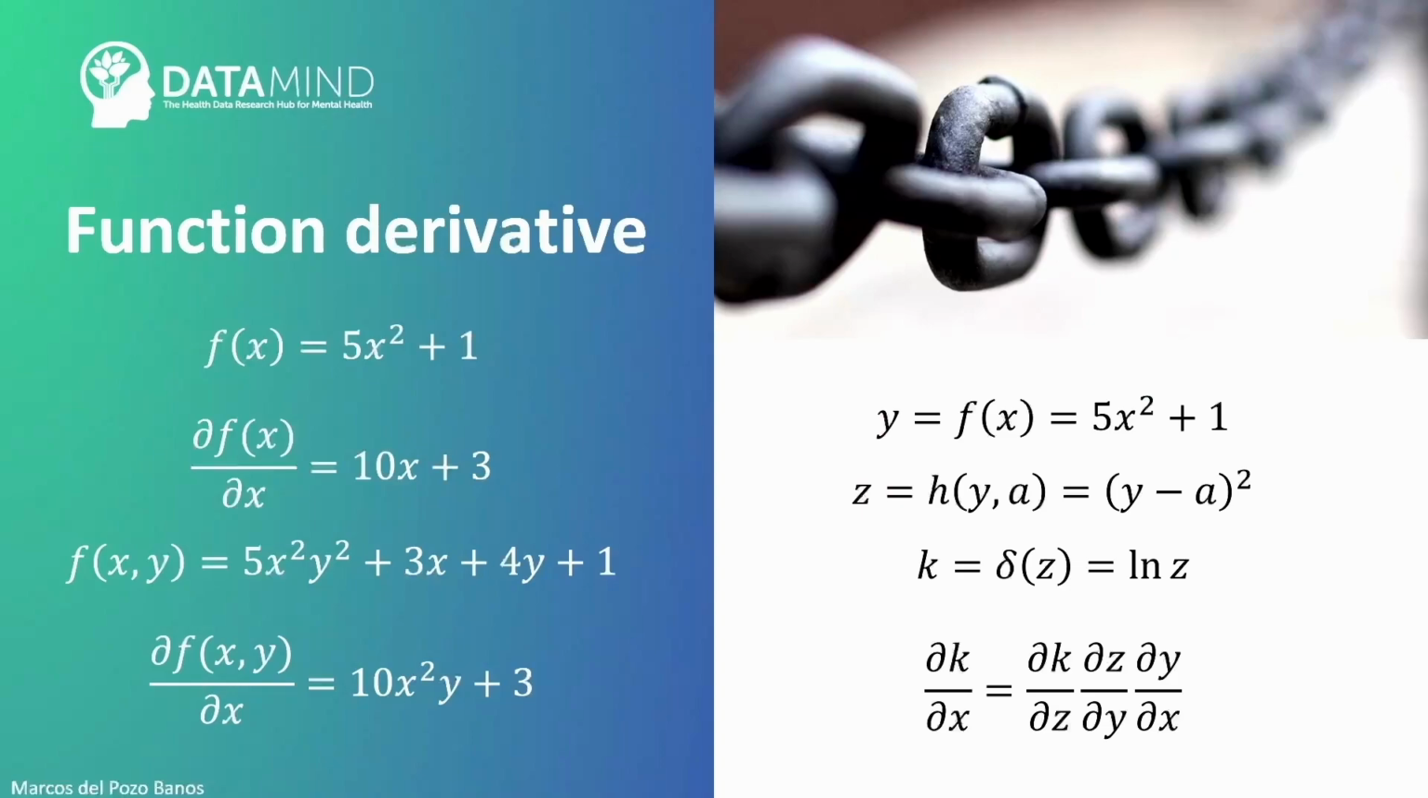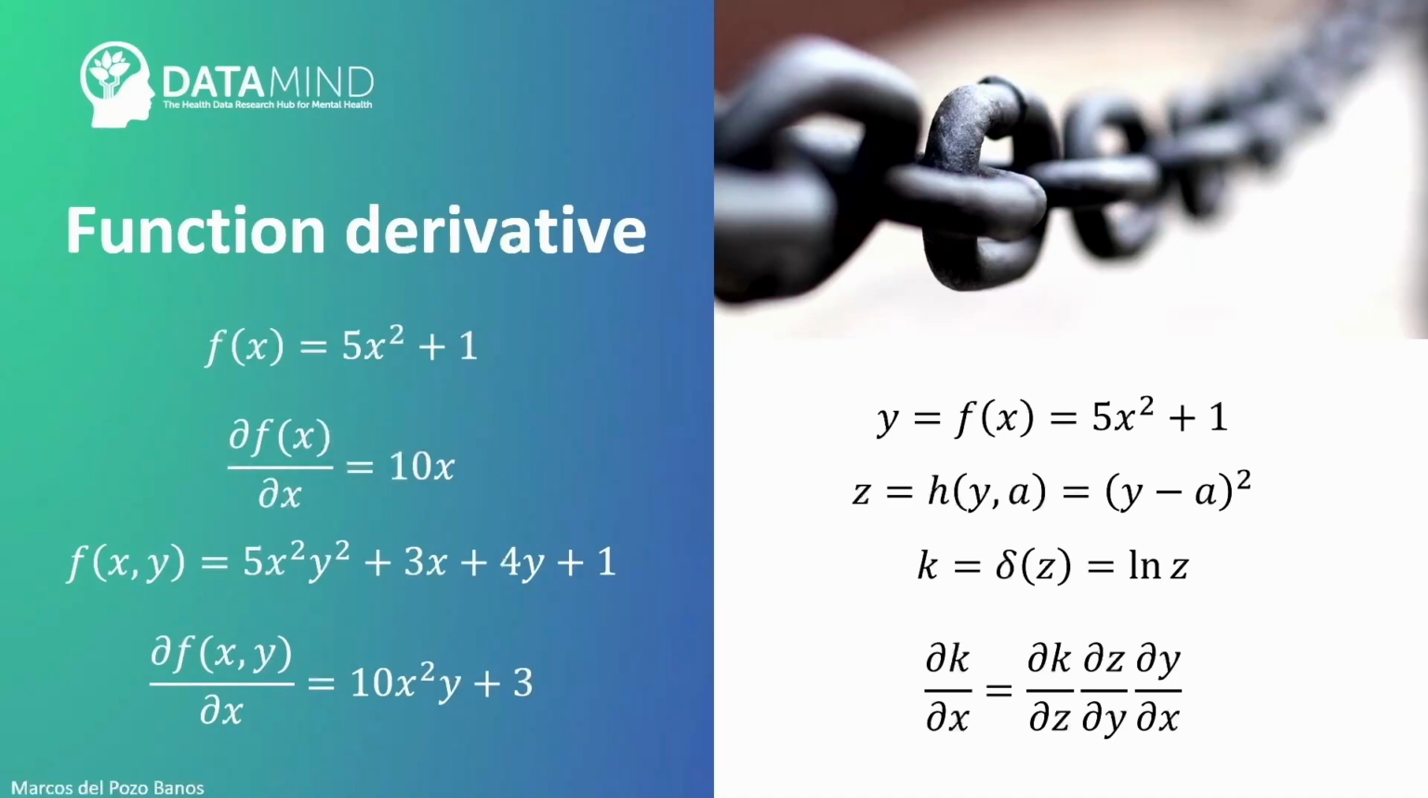And another important concept here is that of the chain rule when we're doing derivatives. So if you focus now on the right-hand side, we see that we have a number of equations. So we have y as f of x, we have z as h of y and another variable a, and we have k that depends on z. So if we are able to calculate the derivative of k with respect to x, now we're going all the way from k, which was the last one, to x, which was the first variable used at the top.